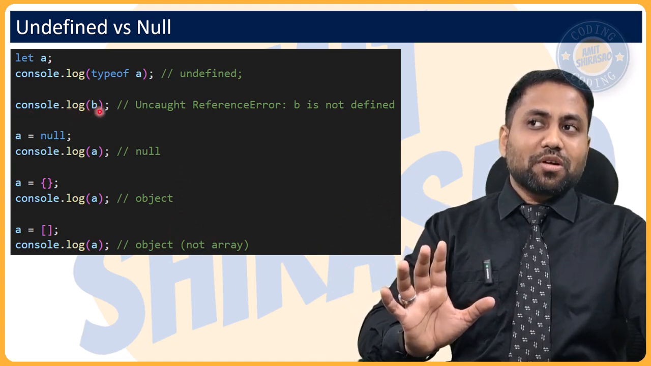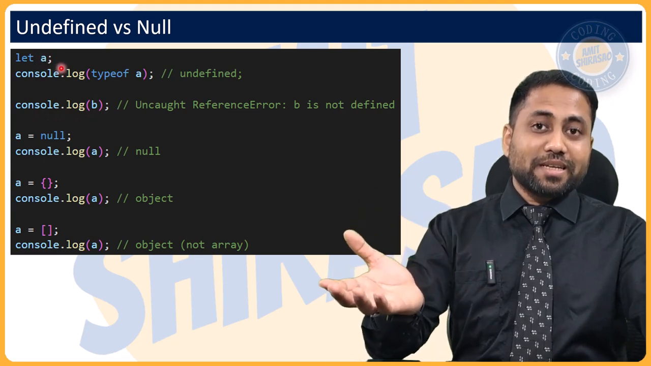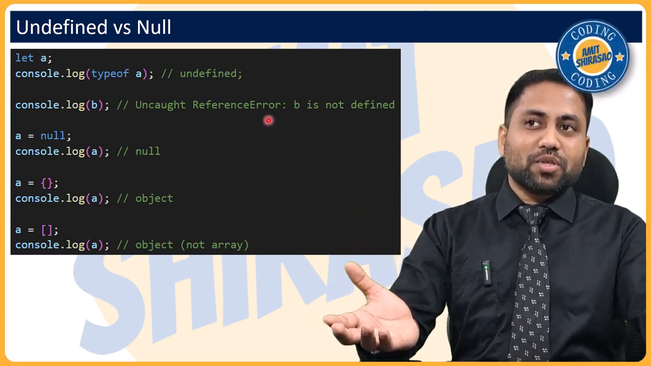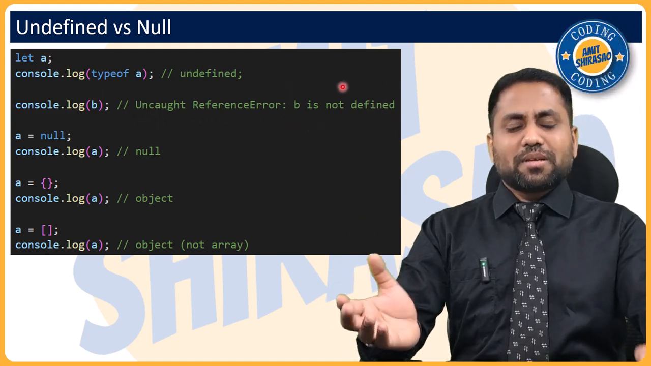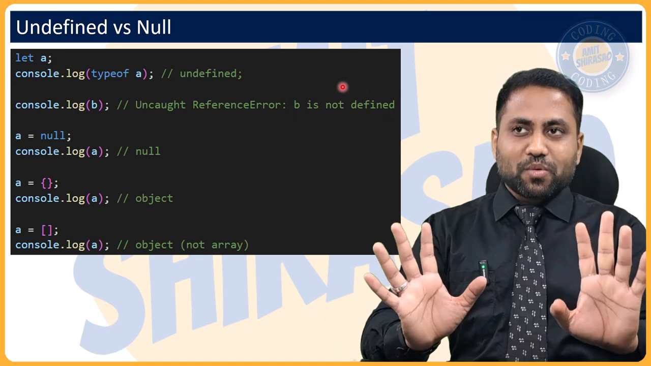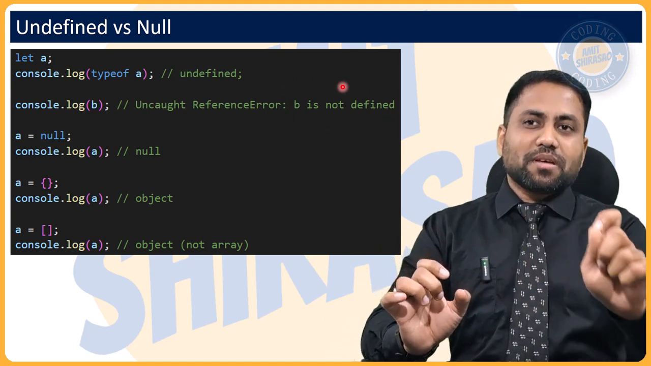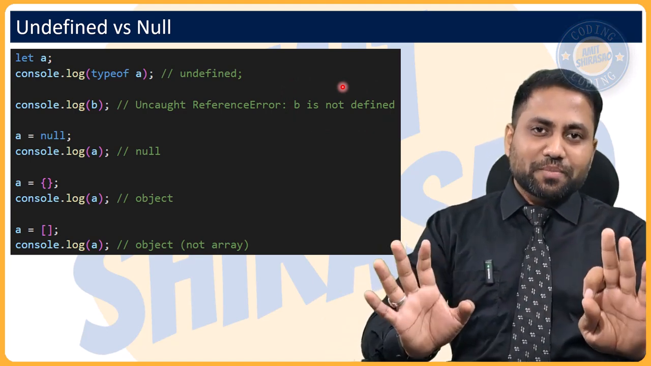And in this one we left console.log of b. So b is not declared itself, and that is why it will give you an error that b is not defined. Definition means declaration, and initialization means giving some value to it.